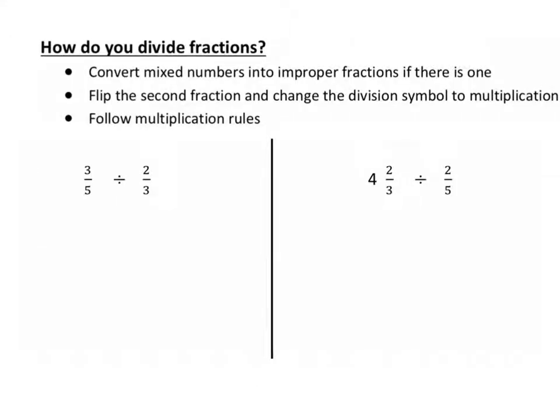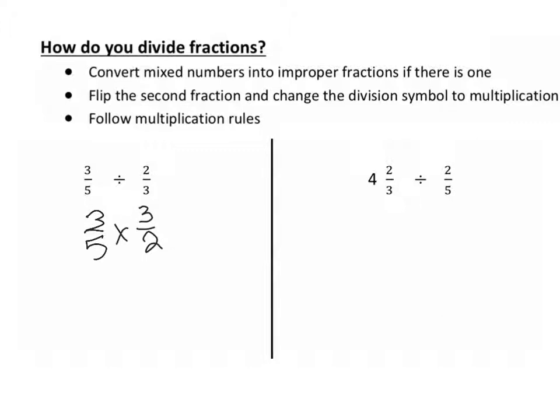So now we're going to look at how do you divide fractions. So the first step is to convert the mixed numbers into improper fractions if there is one. So in our first example here, we do not have an improper fraction, so we can go to the second step. The second step says to flip the second fraction and change the division symbol to multiplication. So we flip the second fraction, 3 over 2 instead of 2/3, and then we change the division to multiplication. Then we keep the first fraction the same.